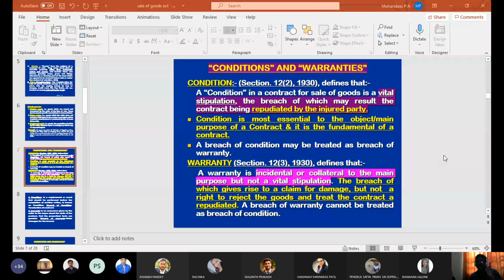If a condition is breached by the seller, as a consumer or customer, you can cancel the contract and seek a refund. But if a warranty is breached, you cannot cancel the contract. You can only seek damages.